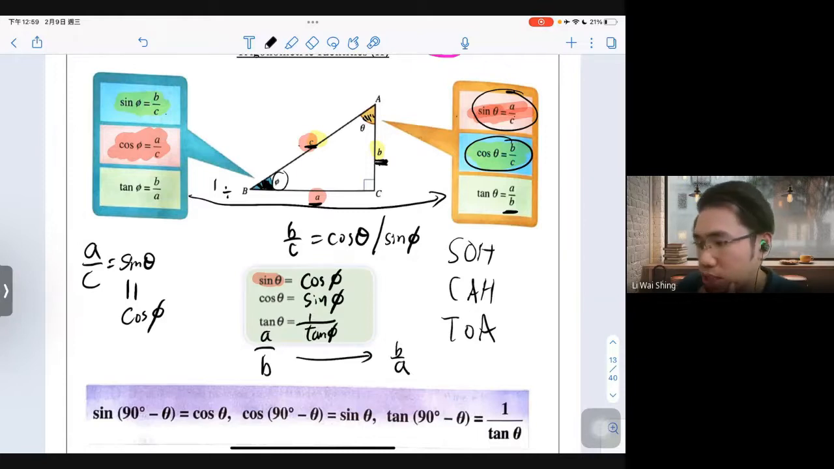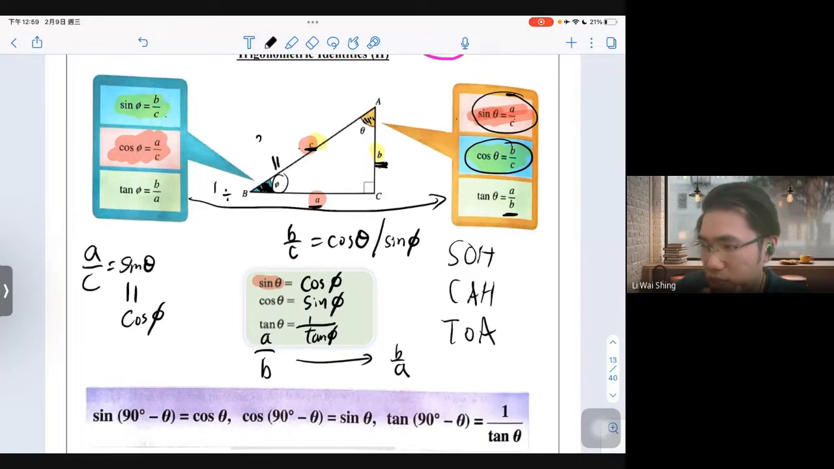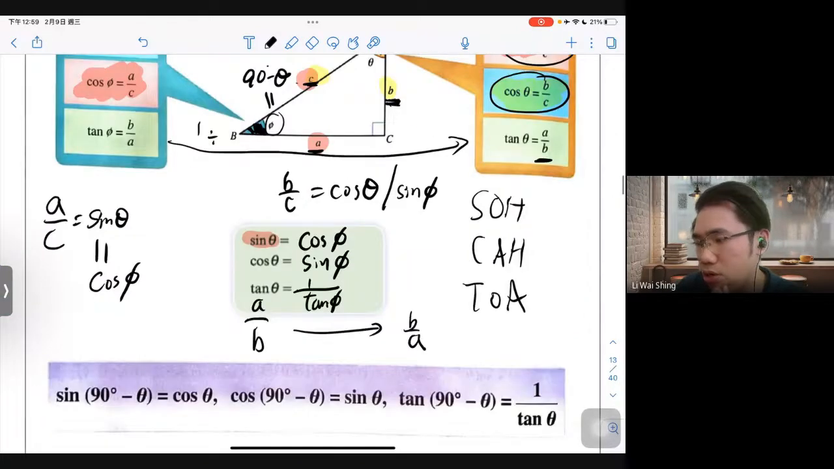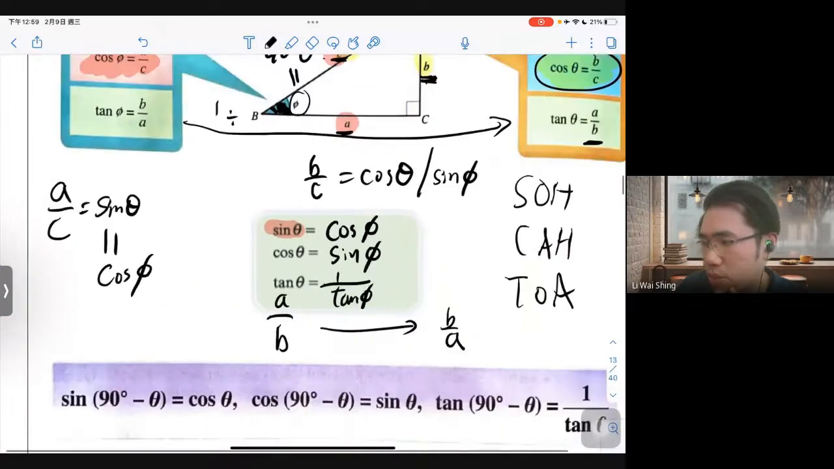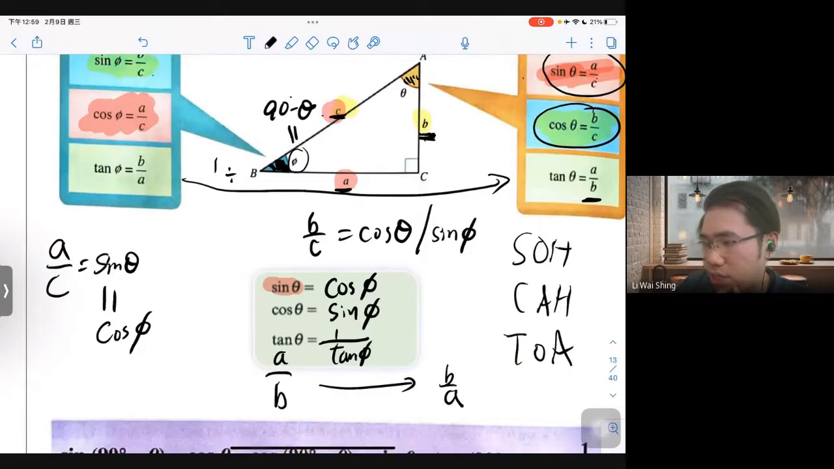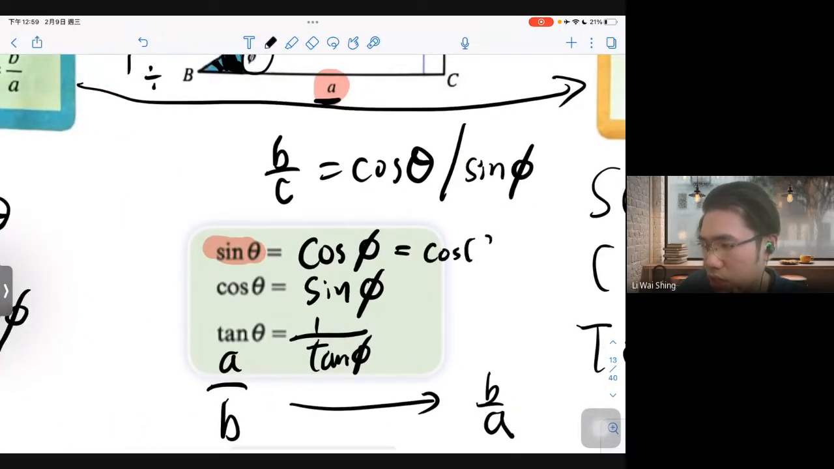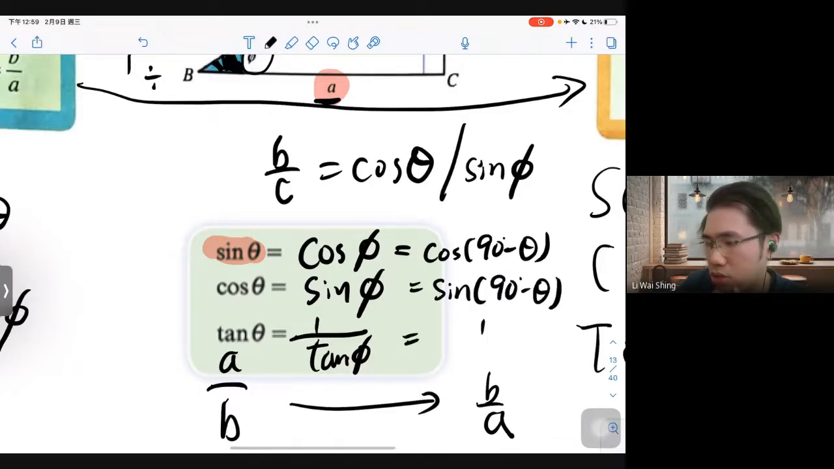But what is phi? According to angle sum of triangle, phi is equal to 90 degree minus theta. So you can write in this way. Phi is 90 degree minus theta. So here is equal to cosine of 90 degree minus theta. Phi equals 90 degree minus theta. So here is equal to 90 degree minus theta. And here also the same.